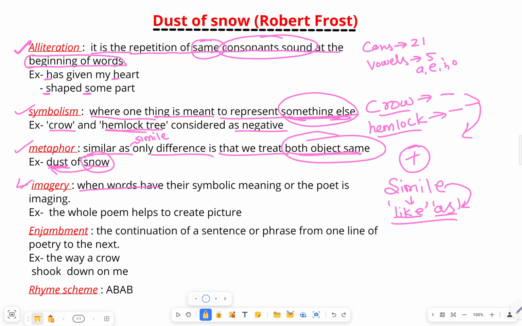Okay, when words have their symbolic meaning or the poet is amazing, you have to just understand. If the poet is amazing and the entire poetry is amazing, the whole poem helps to create a picture. What is the picture?